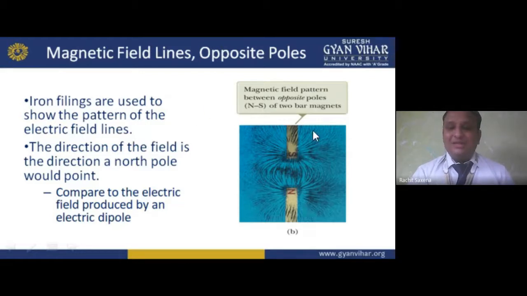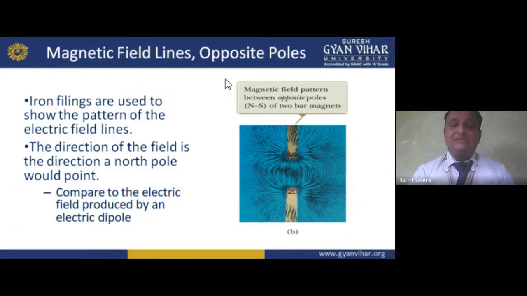Now see, magnetic field lines, opposite poles. Poles means north and south pole, south and north pole. So this is the magnetic field pattern between opposite poles, north and south of two bar magnets. Here we have the north and south poles of two magnets. Iron filings are used to show the pattern of field lines, similar to the previous one.